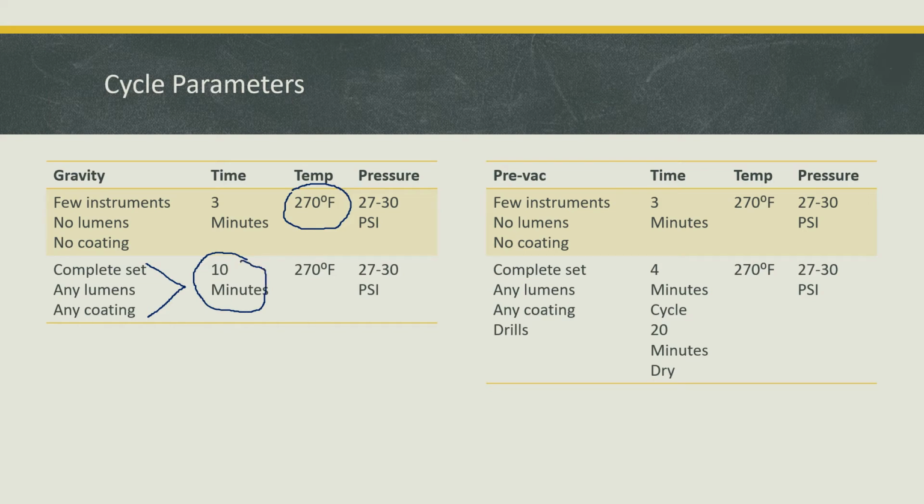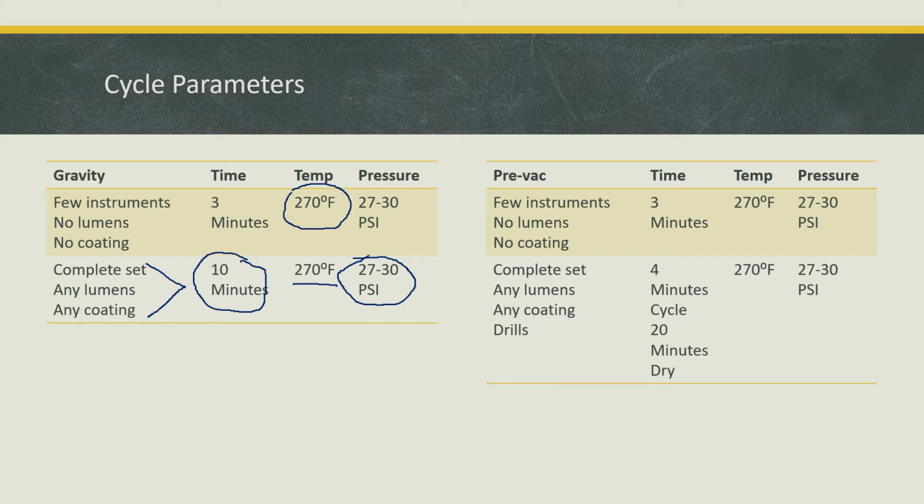Now, also note here that I give you a range for the pressure, and that's that sea level to Denver variance. So you have a range of 27 to 30 psi in order to get to that 270 degrees. But what we're really wanting is at 270 degrees for the 10 minutes. We do also verify that the pressure was within a normal range.